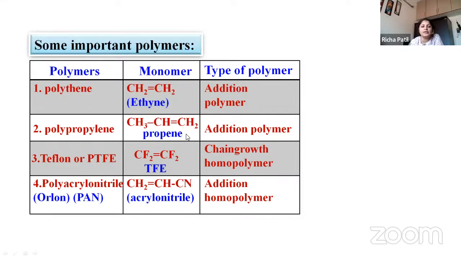Okay, then polypropylene. So what is the monomer? Monomer is propene. It adds up to give you polypropylene, so it is an addition polymer. Next is Teflon or PTFE.